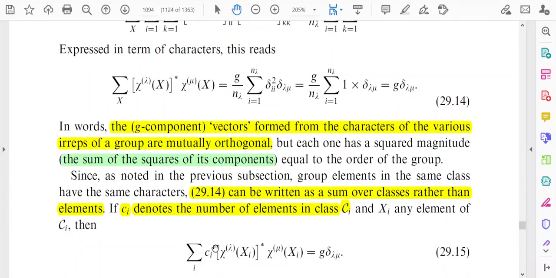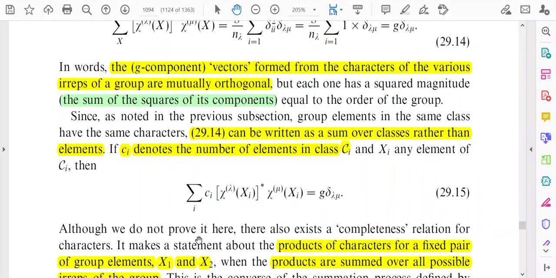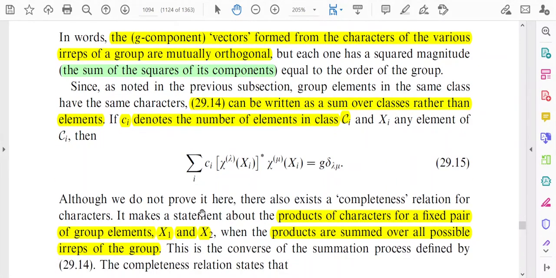we can write the same relation in this way: the sum over i of c_i times chi lambda of x_i star times chi mu of x_i is equal to g into delta lambda mu. So it is the same relation, we have just written the summation for the classes. Therefore, the earlier summation was for the elements, but this summation is for the classes.